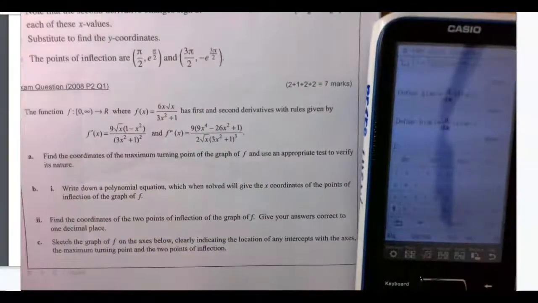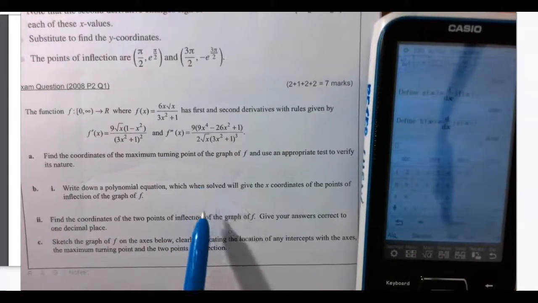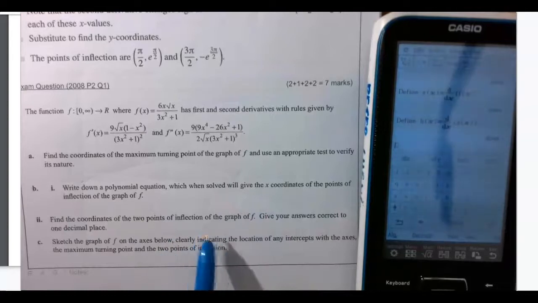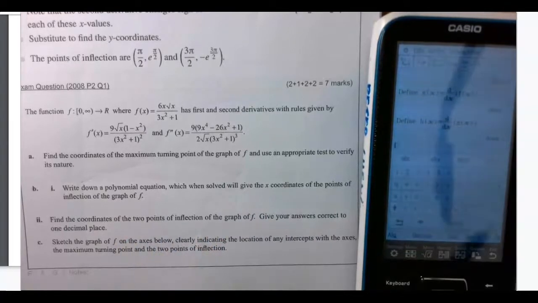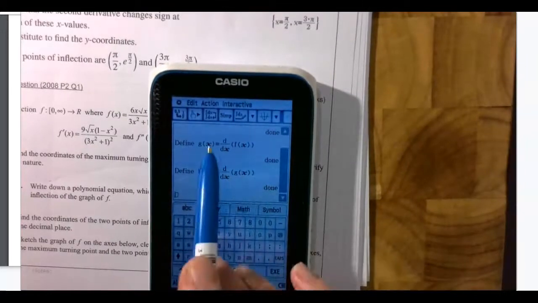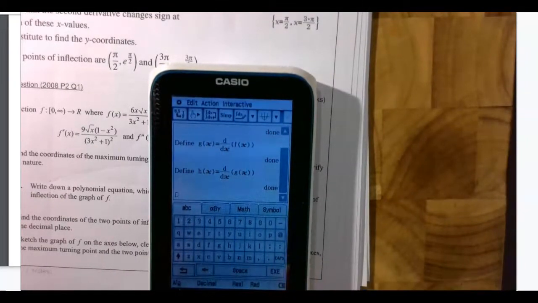And so when I'm answering a question like this, and I know I'm always going to be substituting in to work out the y coordinates, or to evaluate the gradient at a certain point, or to solve, rather than typing in the derivatives, I can just use f, g, and h.